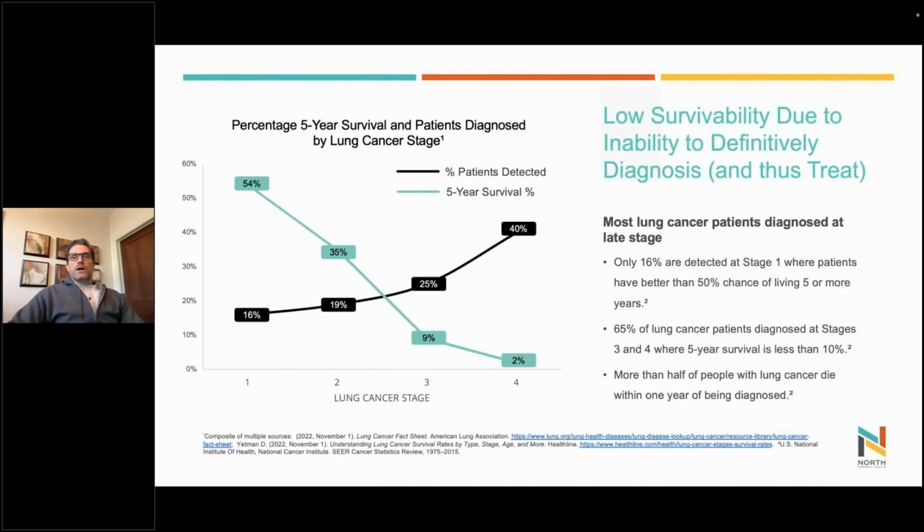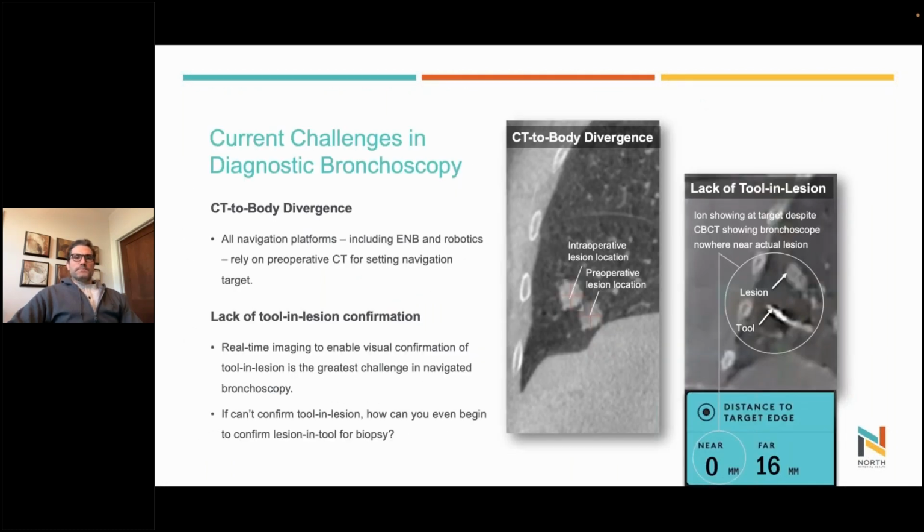As we know, the sooner you diagnose lung cancer, the better your outcome. And yet only 16% of lung cancers are diagnosed at stage 1 when you have the best chance of surviving more than 5 years, whereas 65% of lung cancers are diagnosed at stages 3 to 4, and now we're talking about less than 10% chance of survival at 5 years. More than half of the people with lung cancer die within a year of being diagnosed. We can definitely improve on this, and we know that.